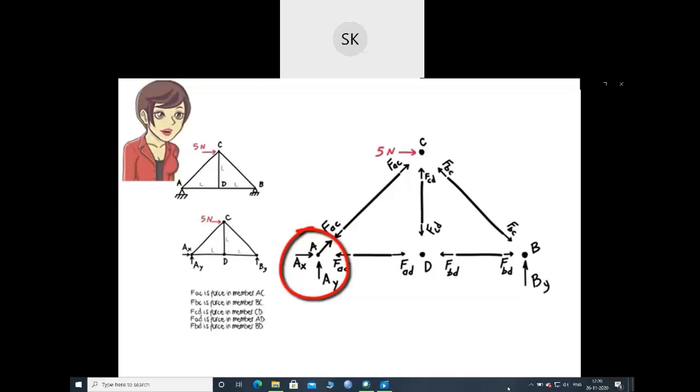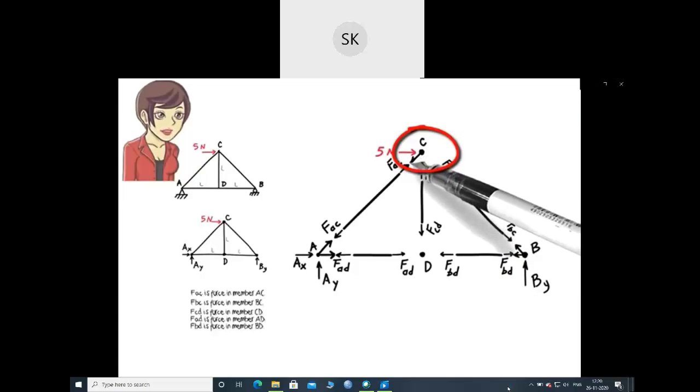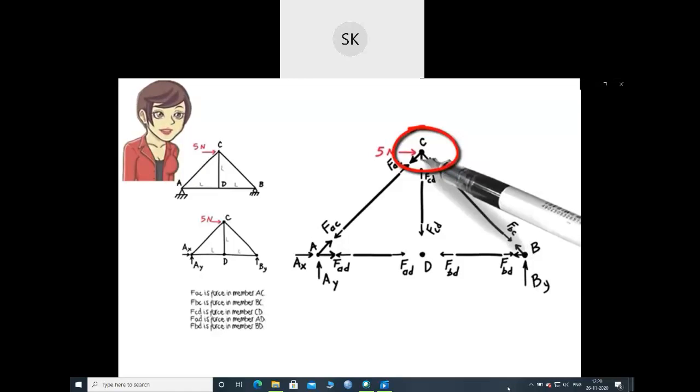The force in member AD. Again, we place this force at joint A in a direction opposite to how the force is acting on member AD. This completes the free body diagram of joint A. At joint B, there are two member forces, the force in member BC and the force in member BD. Joint C has three member forces acting on it, the force in member AC, the force in member BC, and the force in member CD.